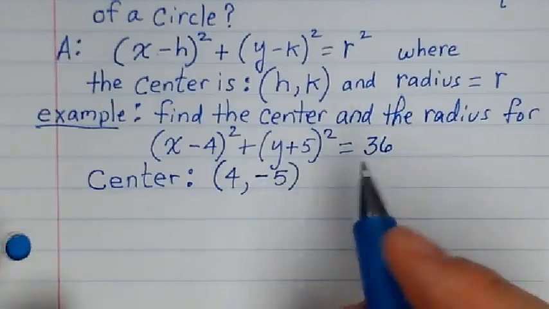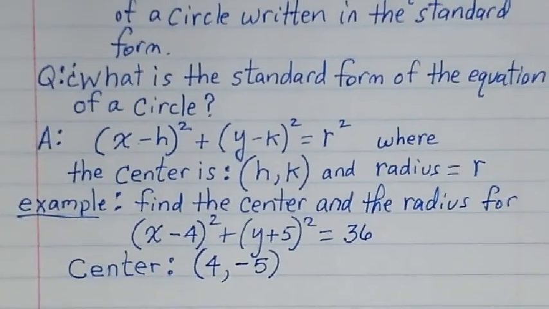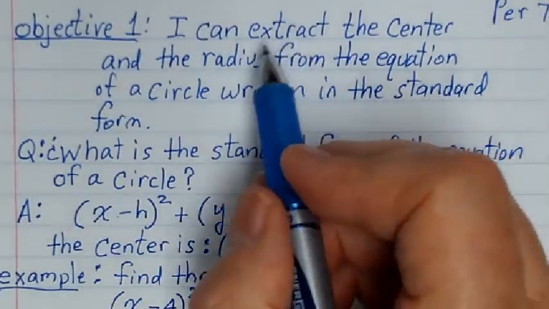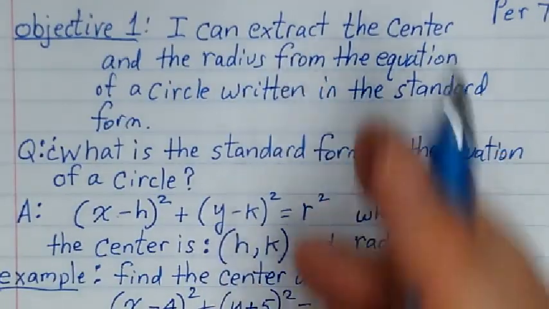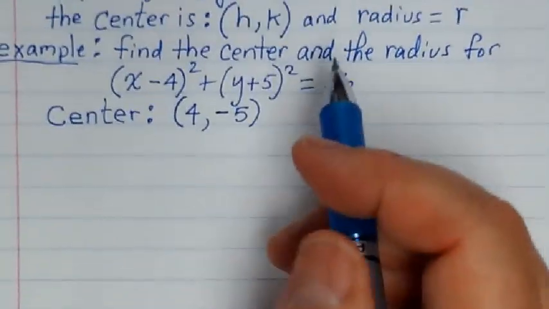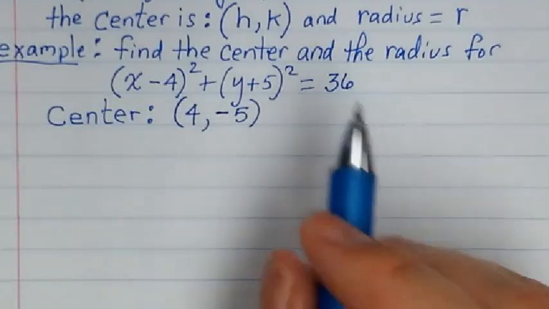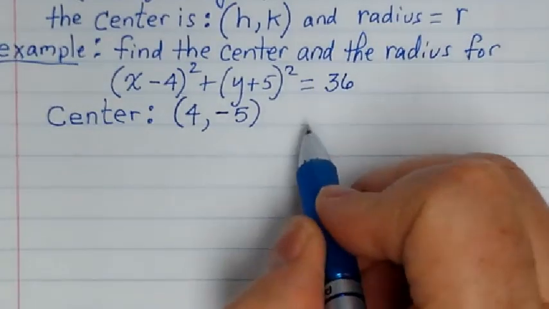Because if you go back to the objective, it says, I can extract. What does extract mean? Take away or take out. Exactly. So I could look at this equation and I could extract from that equation the center. Any questions with that? Okay. So now the radius. I got news for you.